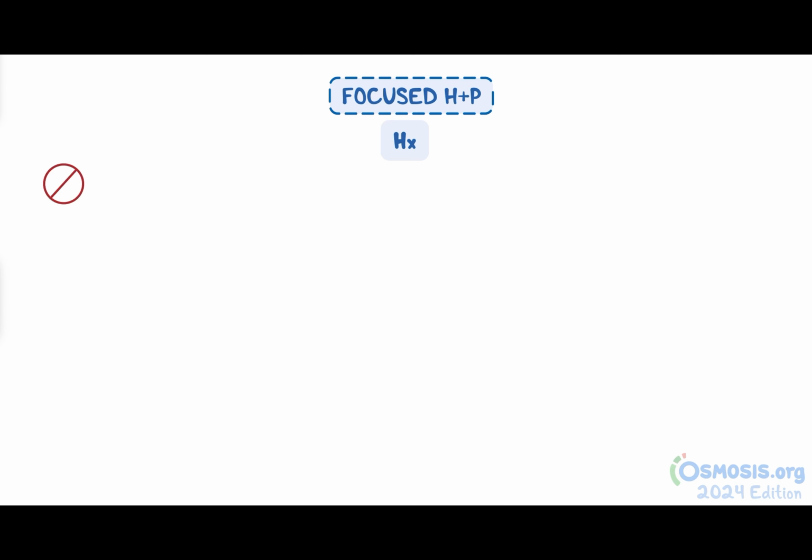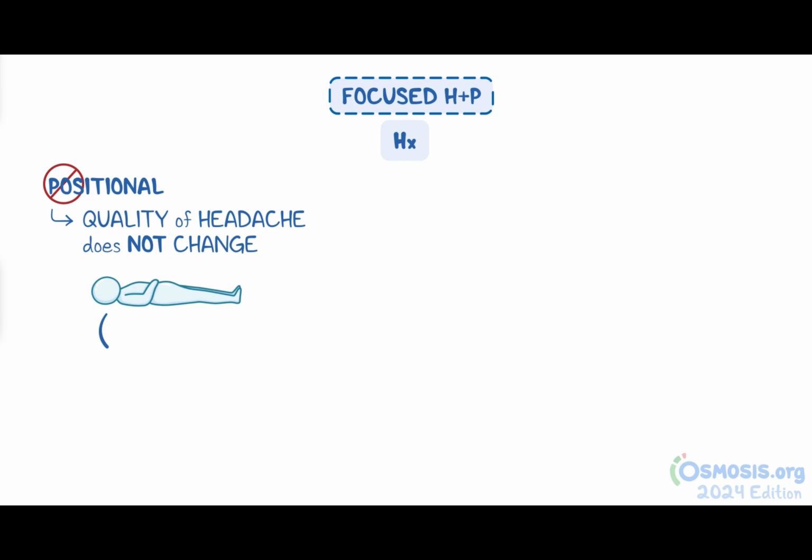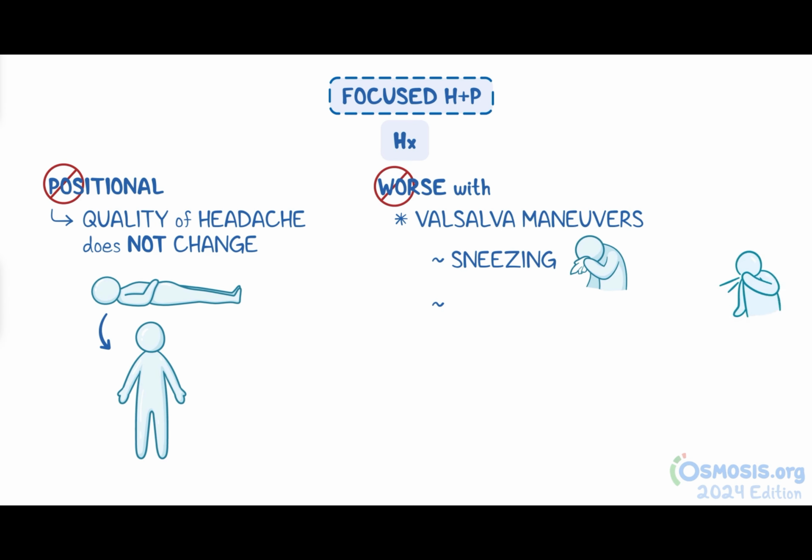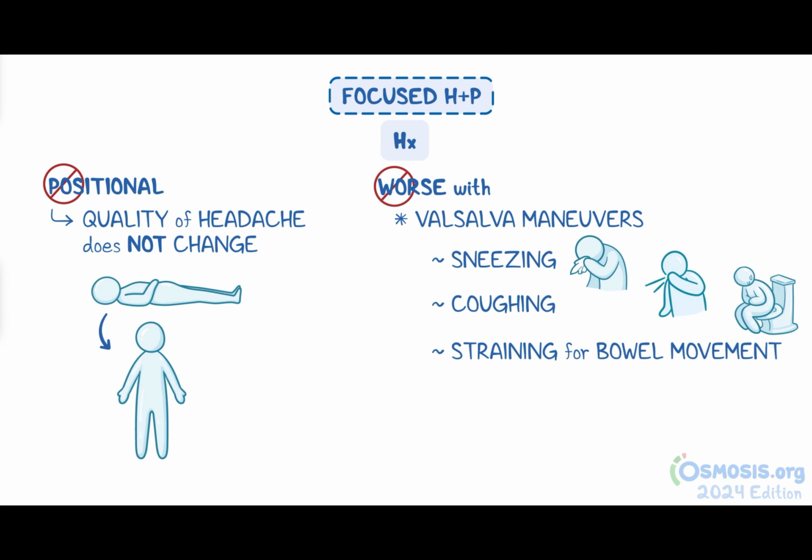Primary headaches are not positional, meaning that the quality of the headache does not change with positioning, such as when the patient is lying down versus standing up. Also, the headache is not worse with Valsalva maneuvers, such as sneezing, coughing, or straining for a bowel movement, or with jaw movement, such as chewing or talking.